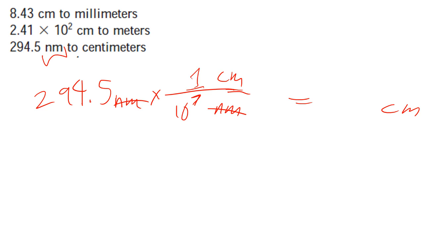294.5 times 10 to the negative 7. So, my bad. Divided by 10 to the 7. Same thing, but let's just keep this simple. You get 0.0002945 centimeters. Okay. So 294.5 nanometers is equal to 0.0002945 centimeters. Okay. Do some more questions.